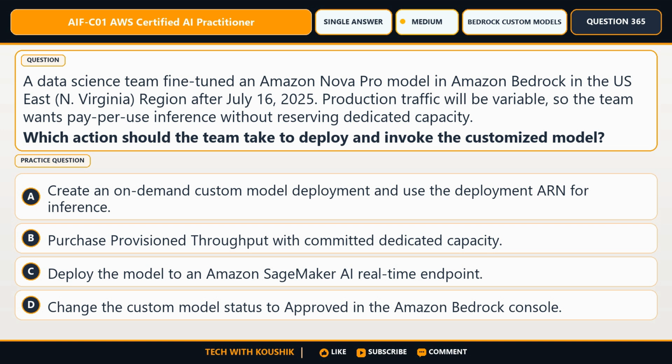Watch for distractors that are valid services but wrong for this scenario. Next, option A, create an on-demand custom model deployment and use the deployment ARN for inference. Next, option B, purchase provisioned throughput with committed dedicated capacity. Next, option C, deploy the model to an Amazon SageMaker AI real-time endpoint. Next, option D, change the custom model status to approved in the Amazon Bedrock console.